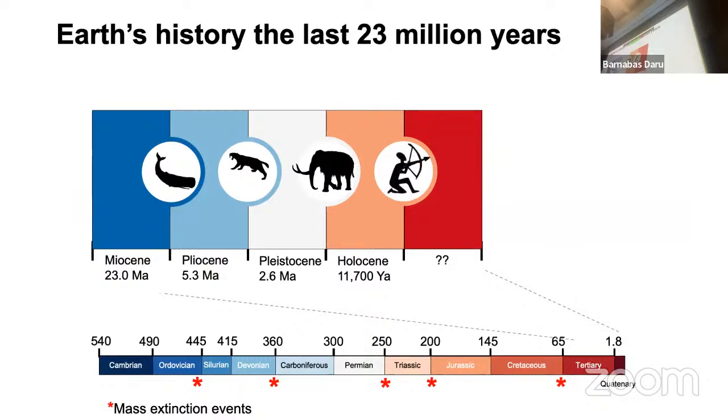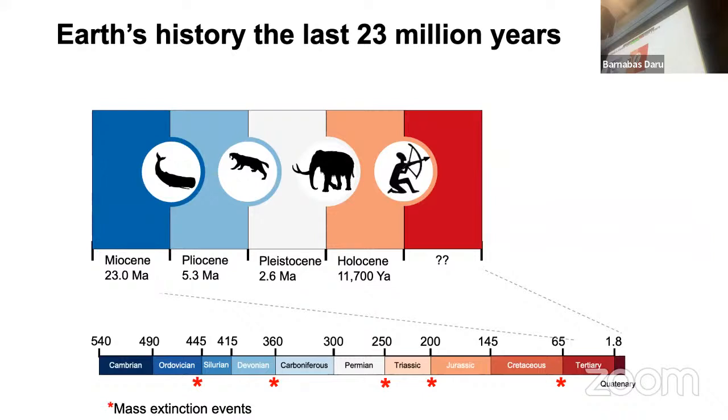And so I just highlighted the last 23 million years. Indicated here with an asterisk at the bottom are the major mass extinction events. And we have at the top the last 23 million years, including the Miocene to the left, and the Pliocene, the Pleistocene, the Holocene, and then there's a new epoch that is beginning, is sort of under question, and indicated in the icons are major fauna that radiated during each of the epochs.